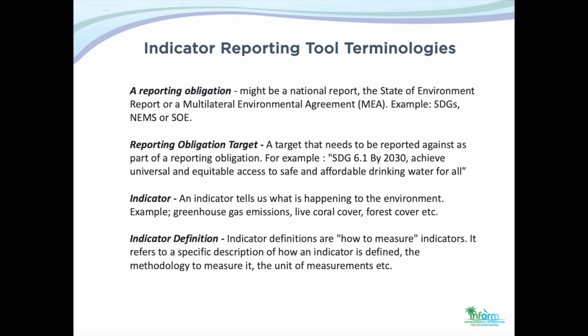4. Indicator definition. Indicator definitions are how to measure indicators. It refers to a specific description of how an indicator is defined, the methodology to measure it, the unit of measurements, etc. A well-defined indicator should allow for comparable measurements to be collected over time to identify trends. The indicator reporting tool is populated with a collection of predefined indicator definitions.